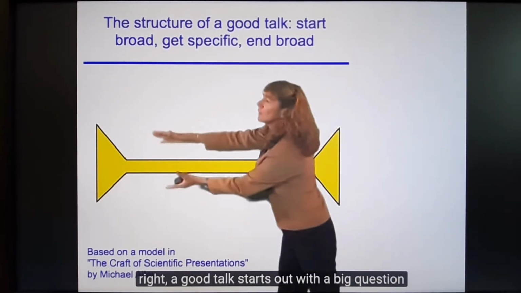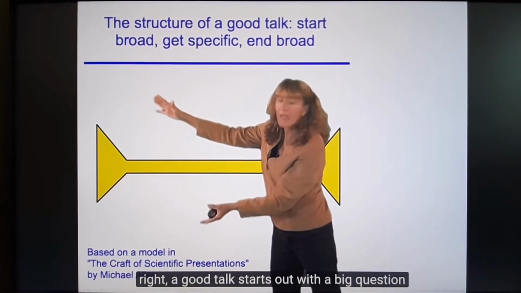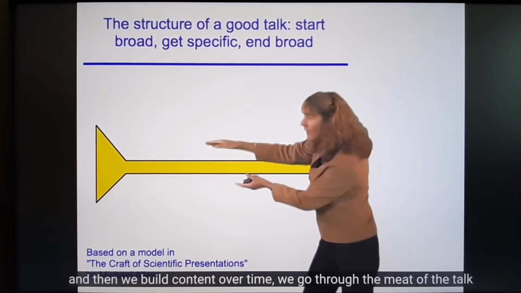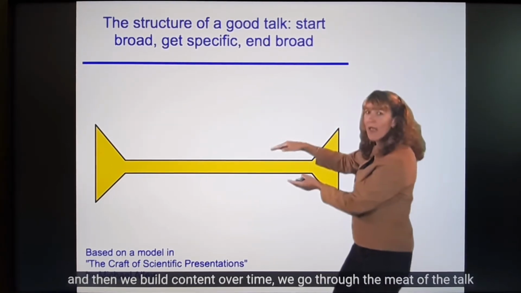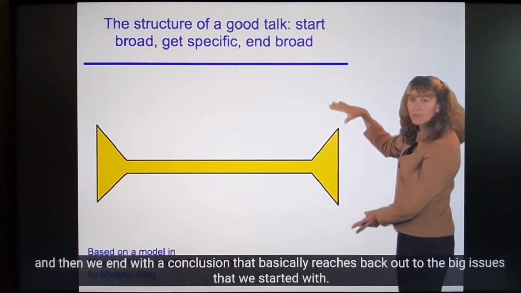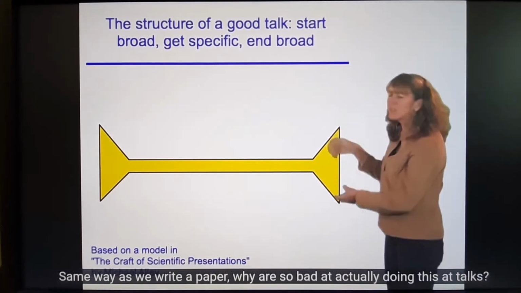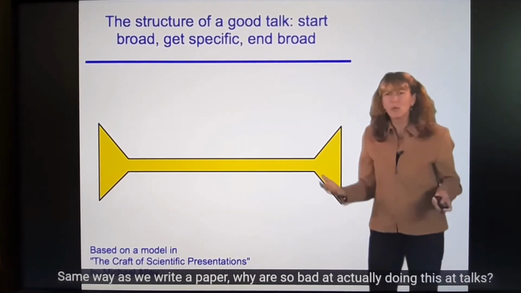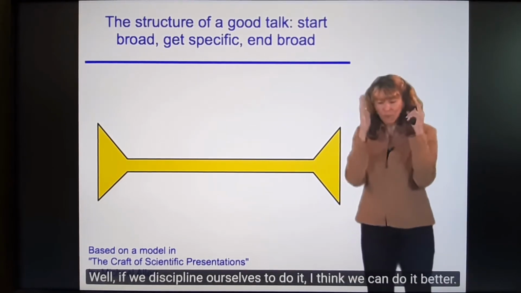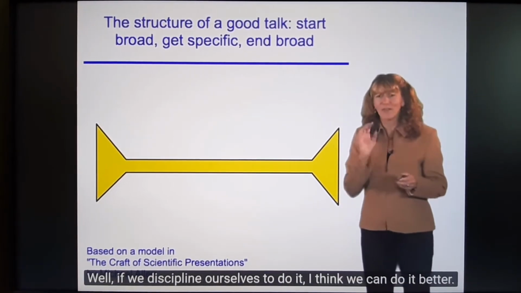A good talk starts out with a big question, and then we build content over time. We go through the meat of the talk, and then we end with a conclusion that basically reaches back out to the big issues that we started. Same way as we write a paper. Why are we so bad at actually doing this at talks? Well, if we discipline ourselves to do it, I think we can do it better.